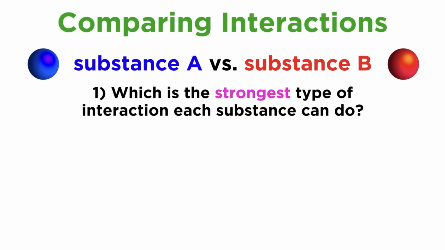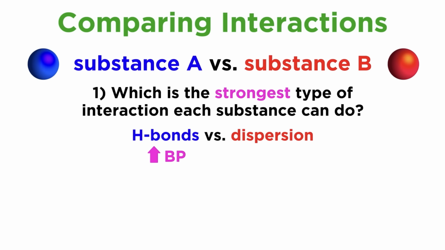So when comparing two substances and making a prediction about boiling points, we must examine two things. First, which is the strongest type of interaction each substance is capable of? If one makes hydrogen bonds and the other makes only dispersion interactions, unless the second is dramatically more massive than the first, the first is much more likely to boil much higher, since hydrogen bonds are so strong.